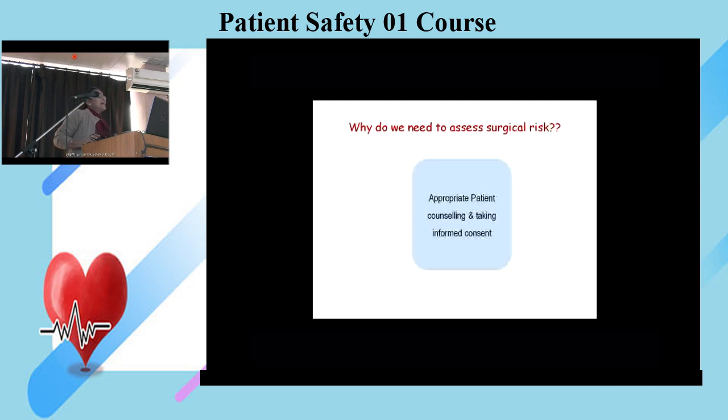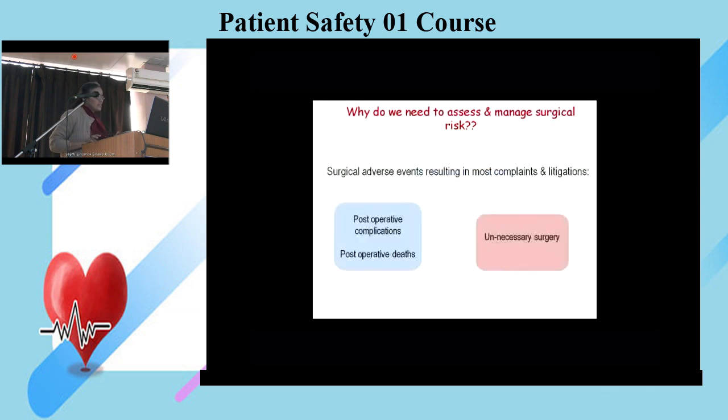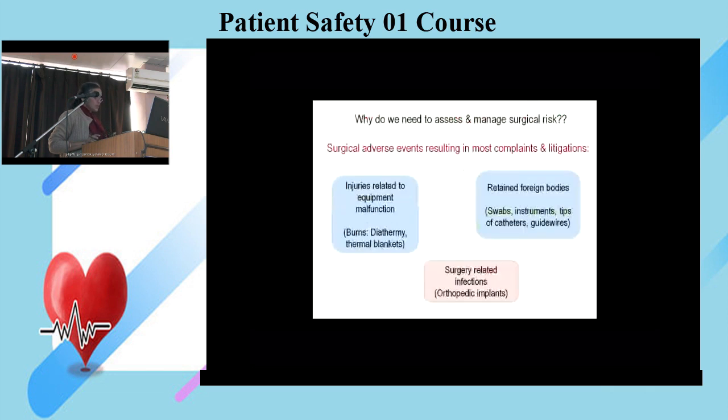Now, if you look at the literature, it says that surgical adverse events that have resulted in most complaints and litigations have been related to post-operative complications, post-operative deaths, unnecessary surgery, injuries related to equipment malformation, burns because of diathermy or thermal blankets, retained foreign bodies, and surgery-related infections.